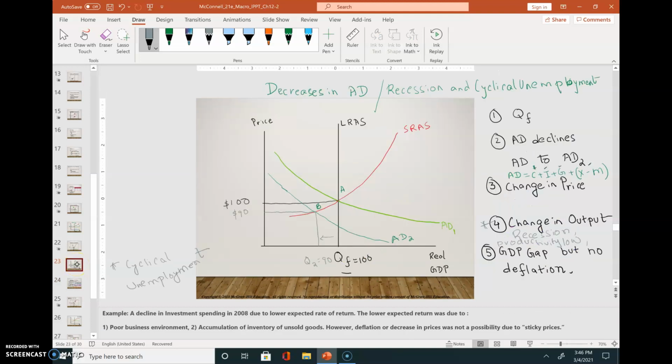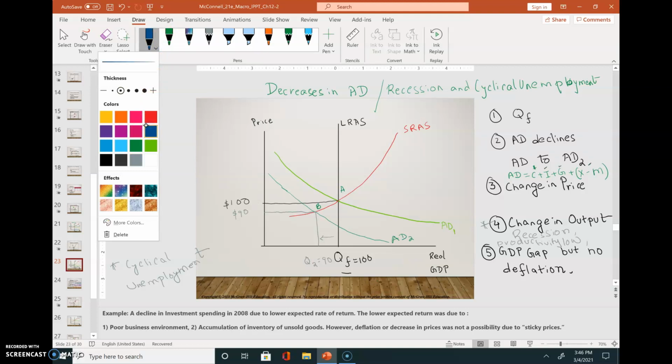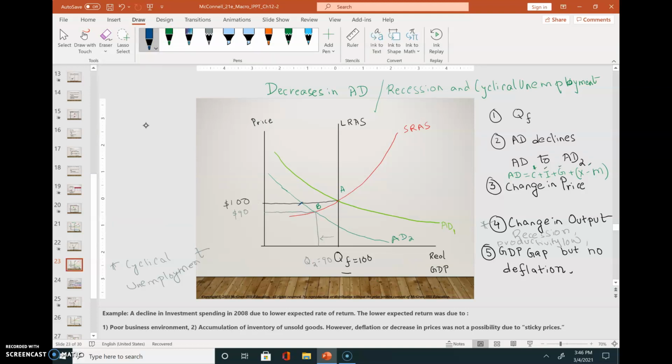All right, now what's going on here? Are prices going to go down from $100 to $90? I don't think so. So we are going to go back from point B to point C. So we are going to be at this $100 price. Change in prices? Nope, not a possibility. Change in output, further change in output, definitely a possibility.